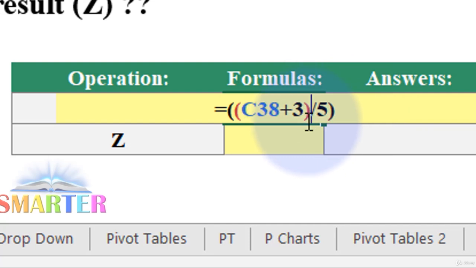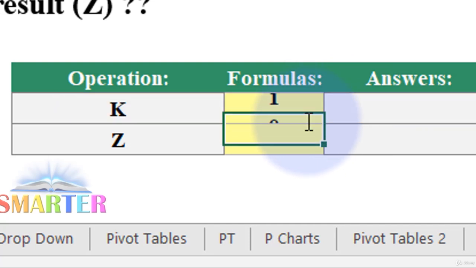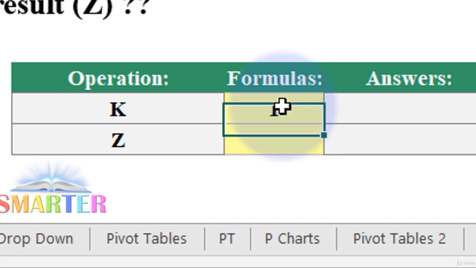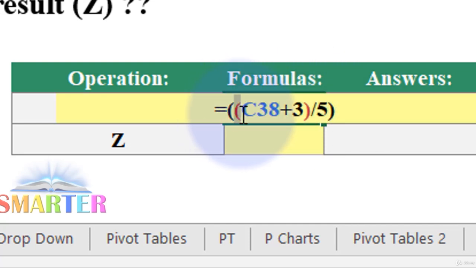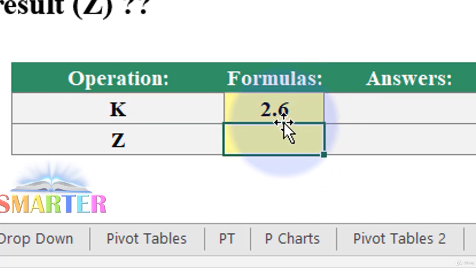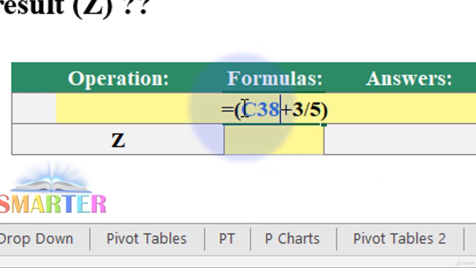And here the result of this step is 1. If you remove the two parentheses, the result will be completely different, 2.6.